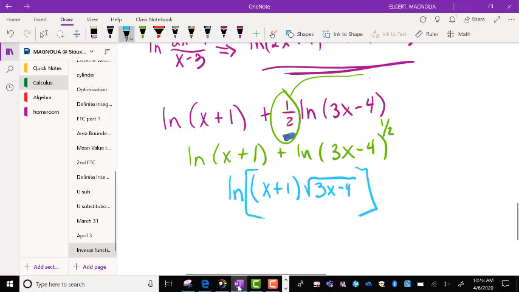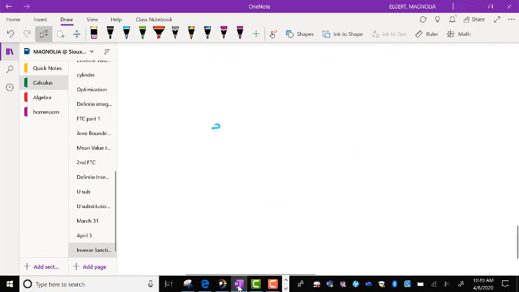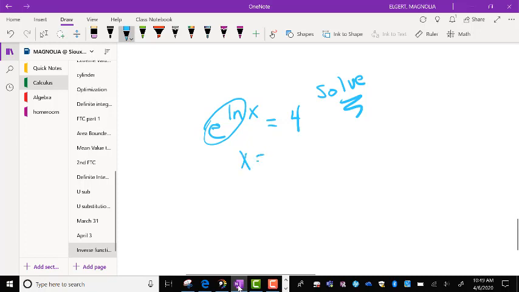So that's something with natural logs, and that's something that we use. That's a little refresher of those properties. The other thing that we use with e and natural log is how they go together. So for example, if I have e to the natural log of x equals 4, can you solve for x? This is a basic exponential equation. If you remember, e and natural log are inverses. So these two actually cancel each other out, and I just get x equals 4.